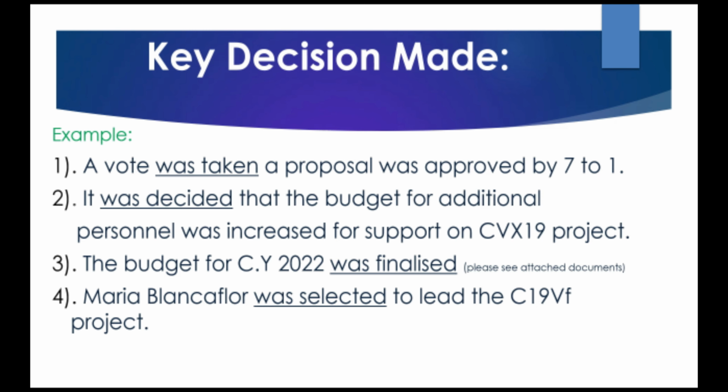Next, let's proceed to sample sentences when key decision is being made. Example, a vote was taken, a proposal was approved by 7-1. It was decided that the budget for additional personnel was increased for support on CVX-19 project. The budget for calendar year 2022 was finalized. Please see attached documents. Maria Blancaflor was selected to lead the C19VF project.